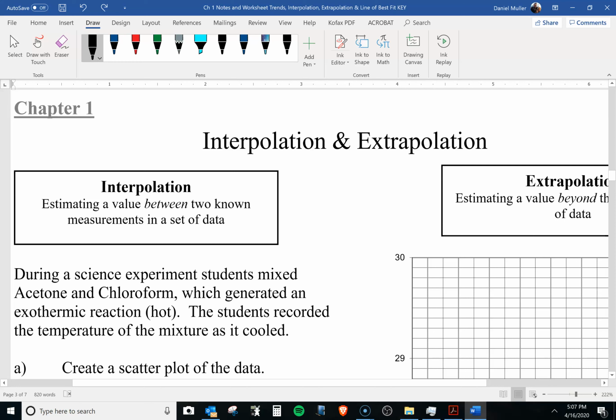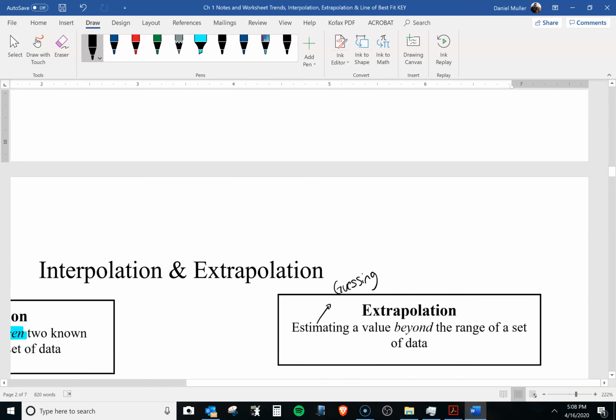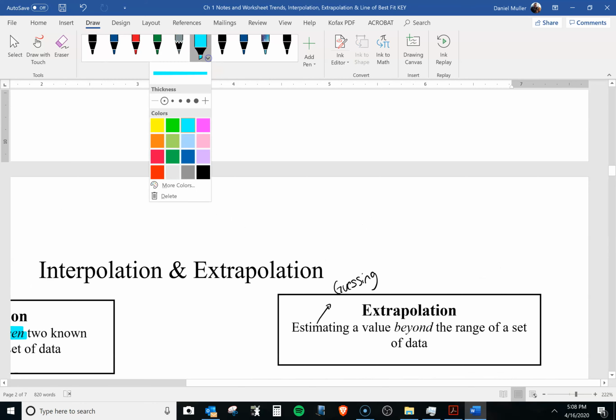But first, interpolation, that's when you're estimating, you're guessing, because it's just our best guess. We're guessing a value that's between something that we know. And that might seem a little vague right now, and that's okay. Extrapolation is also guessing, so we're going to be guessing at some value beyond what data we know.